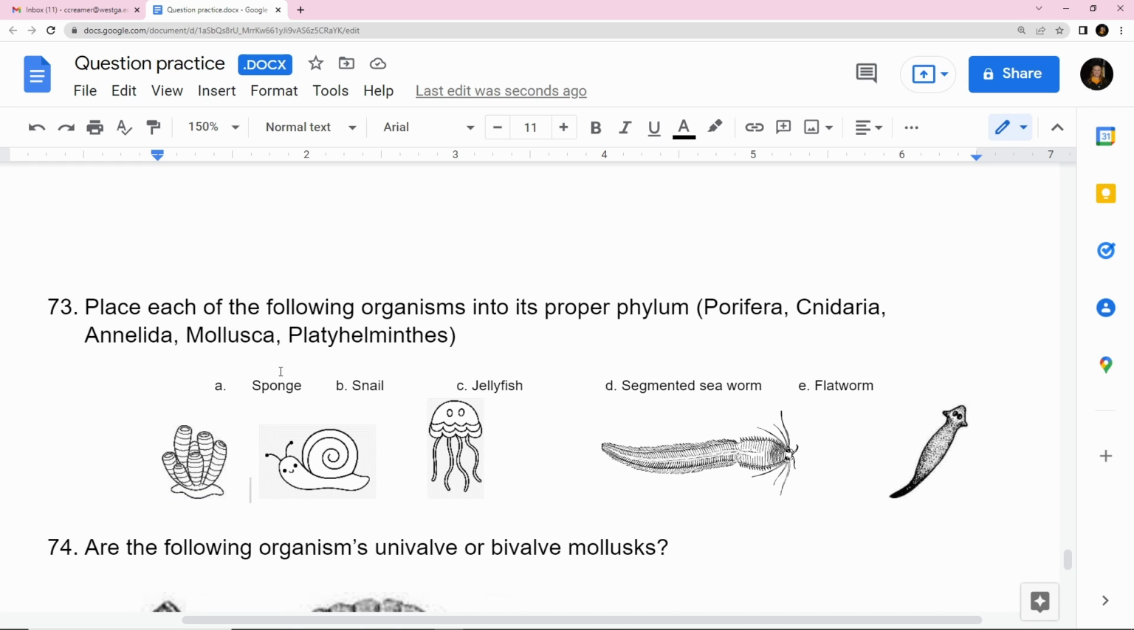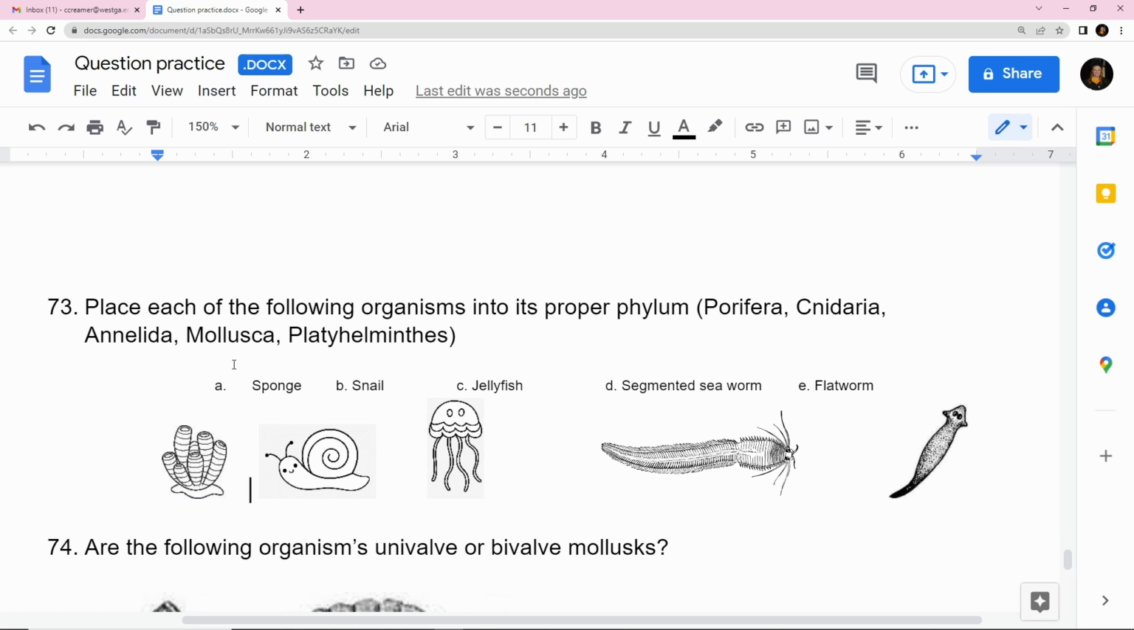What phyla should we put the sponge in? All right, next, a snail. What phyla should we put the snail in? How about the jellyfish? What is its phyla? Segmented sea worm. It belongs in phylum. And the flatworm. What is its phyla? So let's check and see how you did.